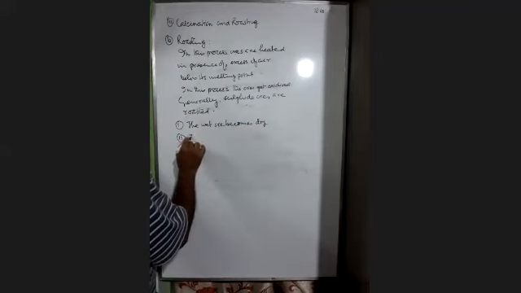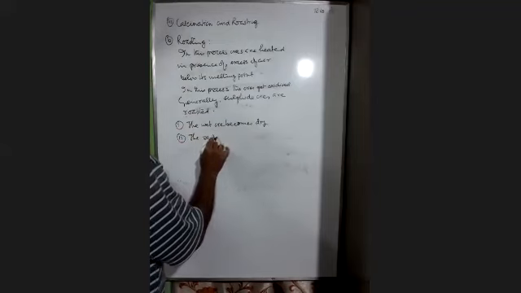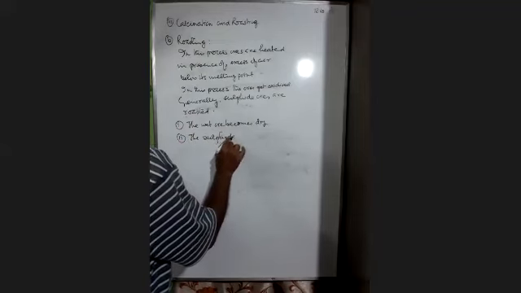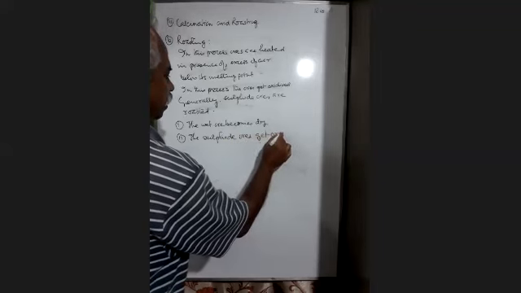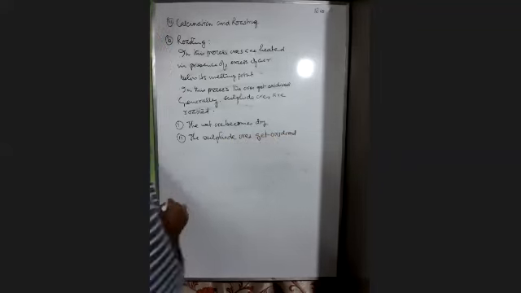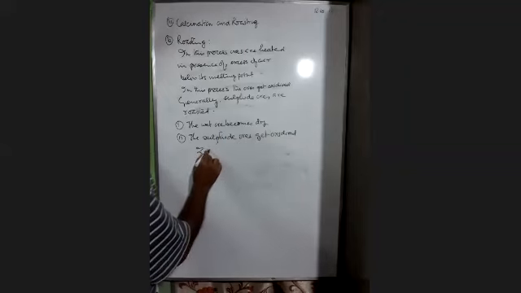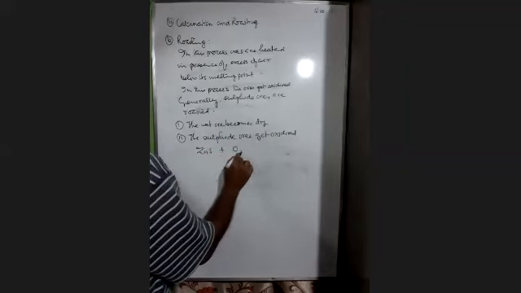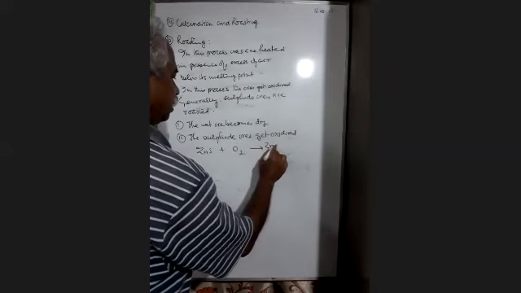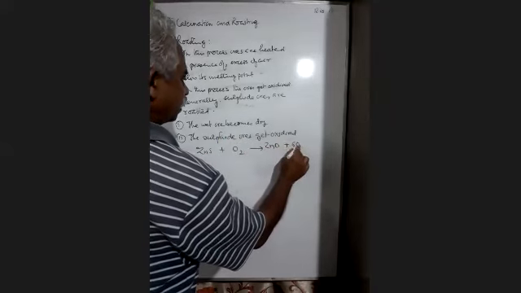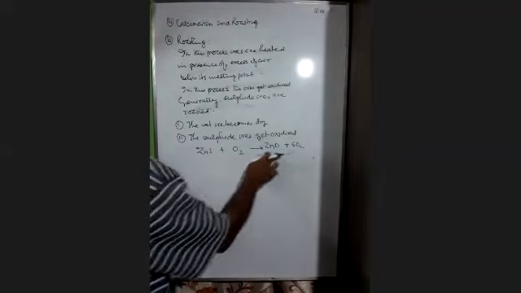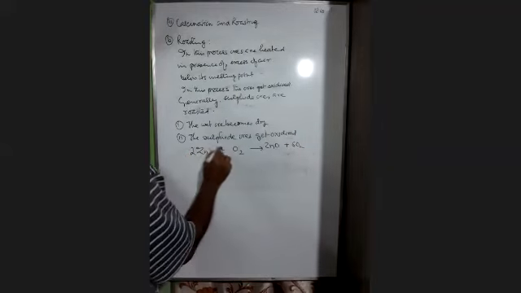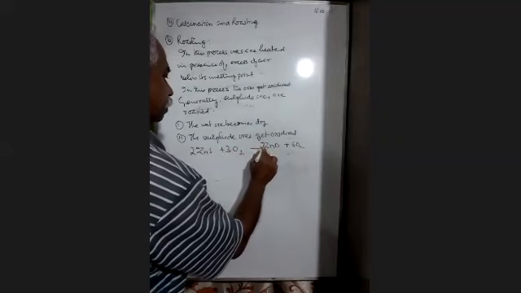Second, the sulfide ores get oxidized. Say I have taken here zinc sulfide and oxygen. It will give you zinc oxide and sulfur dioxide. See, a simple technique. With closing your eyes also you can write. Here we will write 2, 3 and here we will write 2, 2. Later on you see whether I am wrong or right.